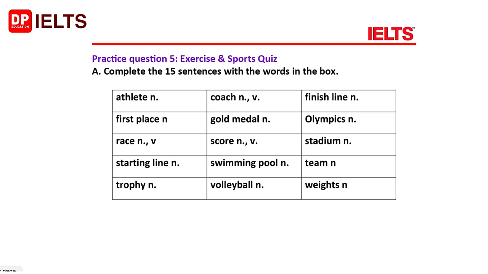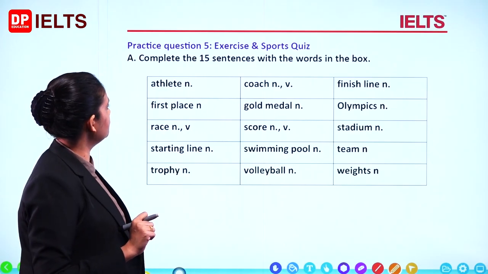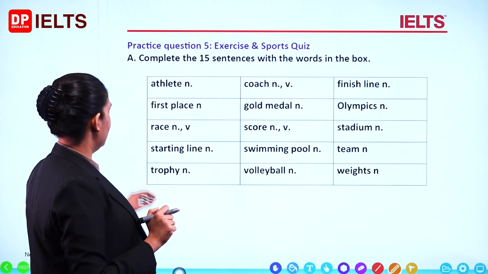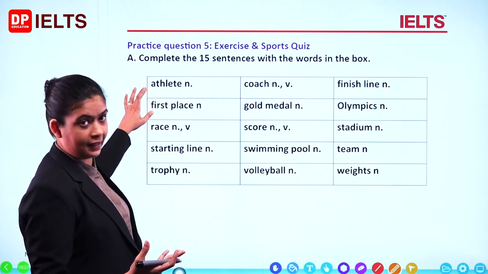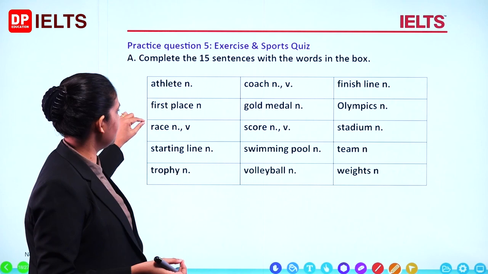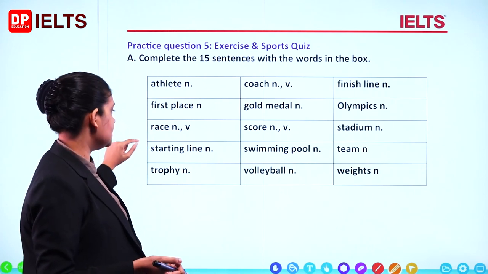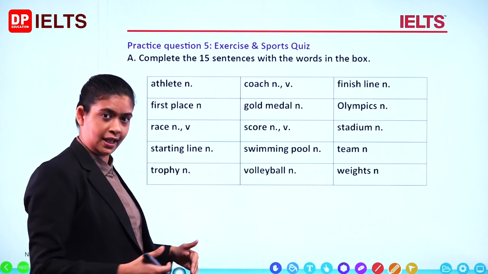Right. So, practice question 5, exercise and sports quiz. Complete the 15 sentences with the words in the box. Athlete, the person who plays sports. First place, the first position in a race. Starting line, where you start.